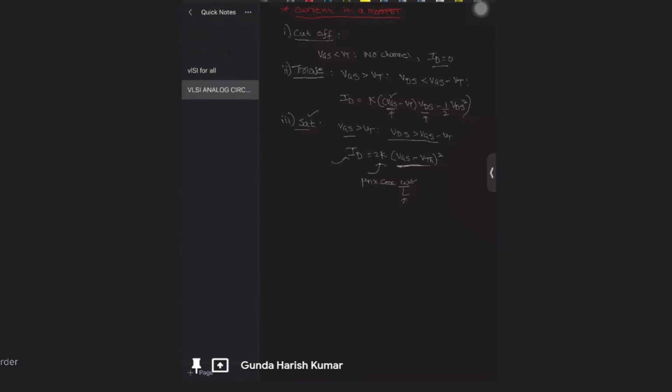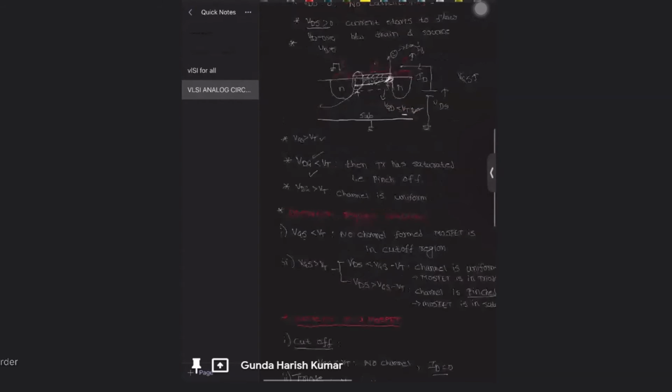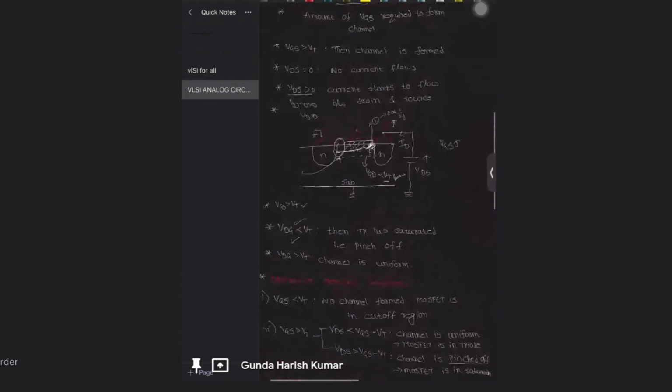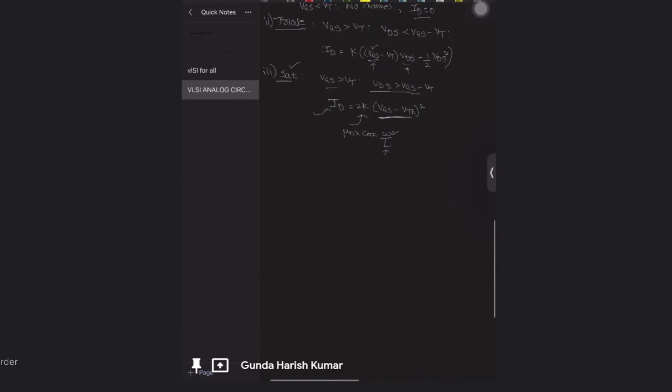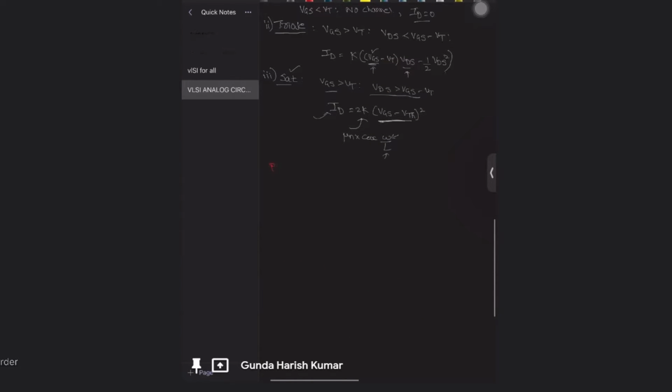Now I will say some examples for your better understanding. First, the symbols. And for a P-type MOSFET, the PMOSFET is inverse to the N MOSFET.